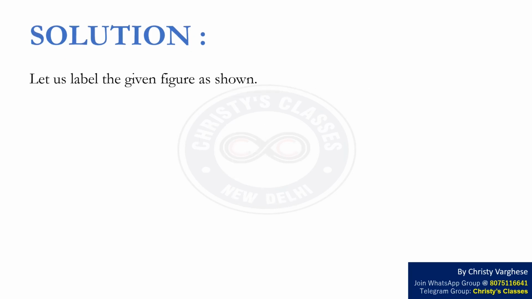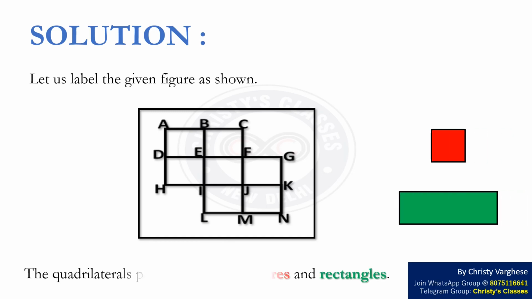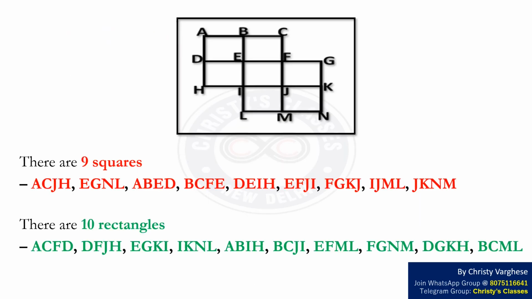Let us label the given figure as shown. Here, the quadrilaterals possible are squares and rectangles. The given figure has 9 squares, namely ACJH, EGNL, ABED, BCFE, DEIH, EFJI, FGKJ, IJML, and JKNM.